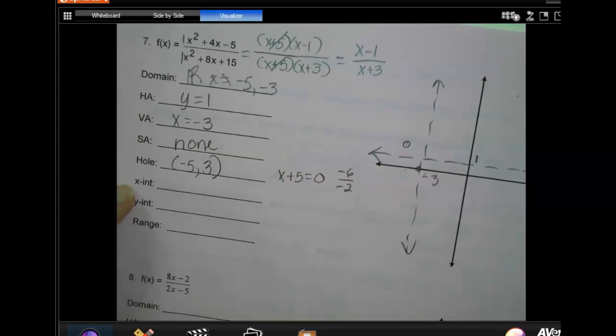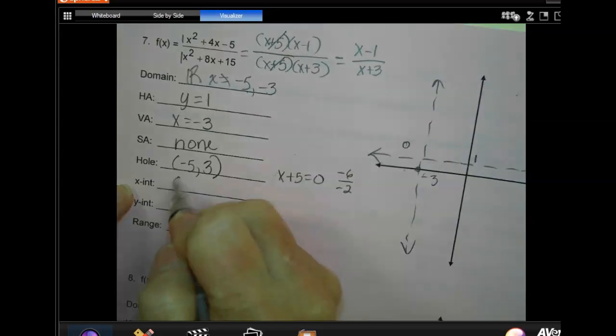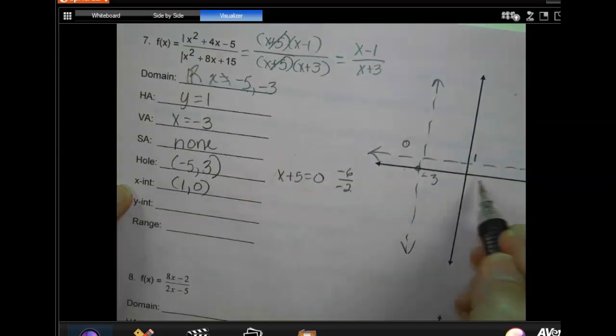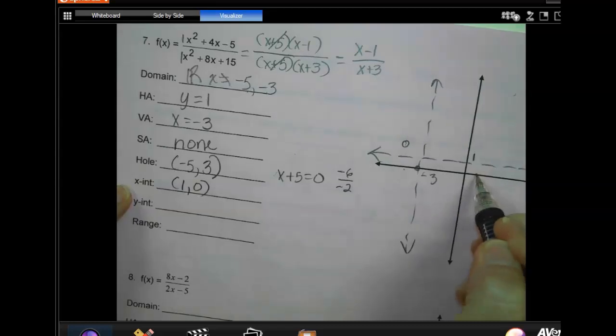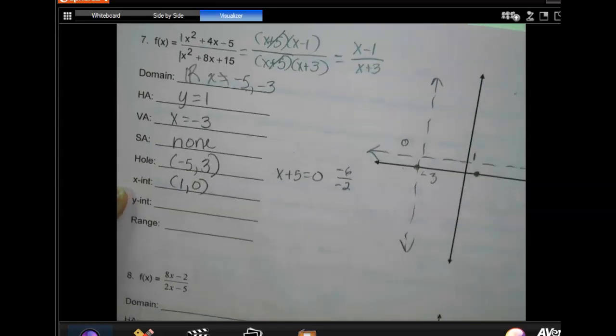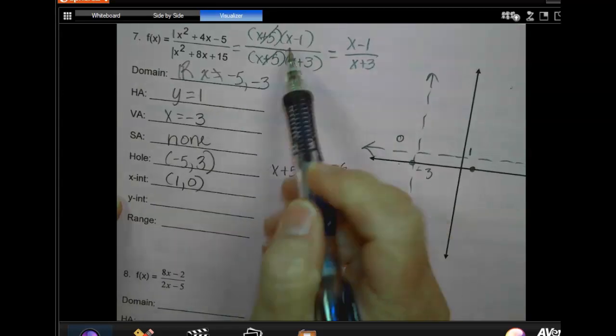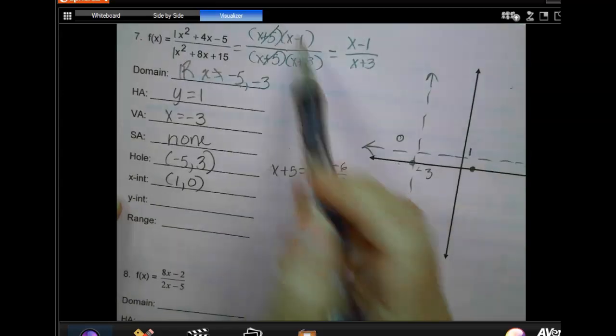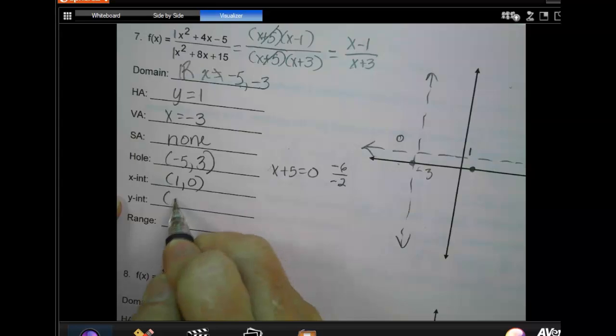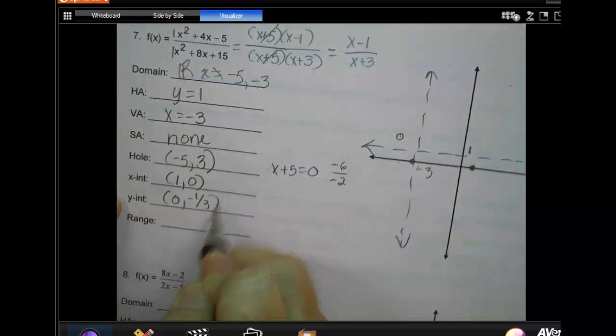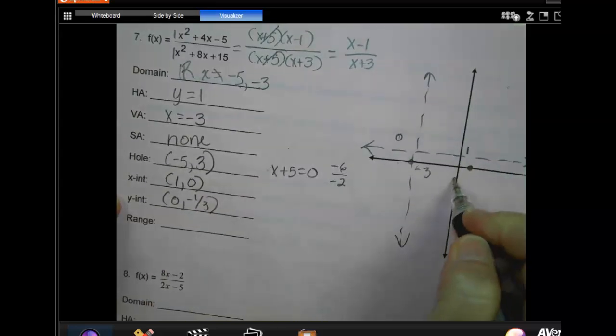My x-intercept comes from the top. So x minus 1 equals 0. What does my x equal? 1, 0. So I'm going to put 1, 0 right here. My y-intercept, how do I get the y-intercept? So if I do that, I have this is 0 and this is 0, so I get -1/3. And that goes on the y-axis.